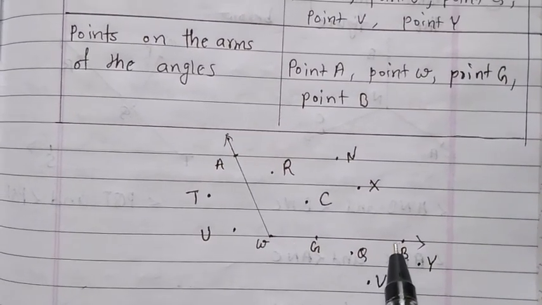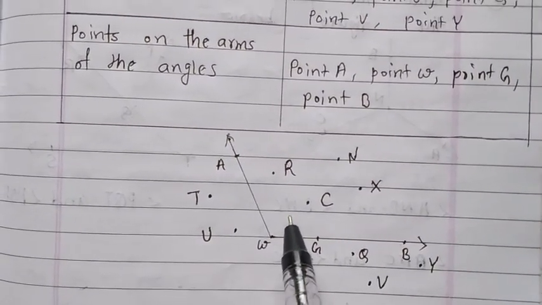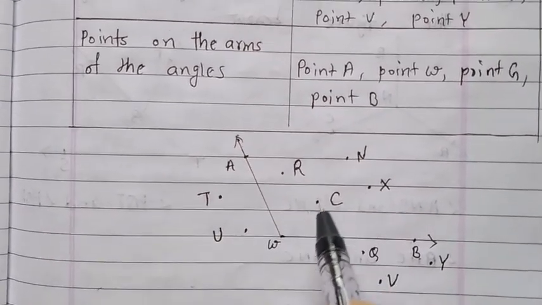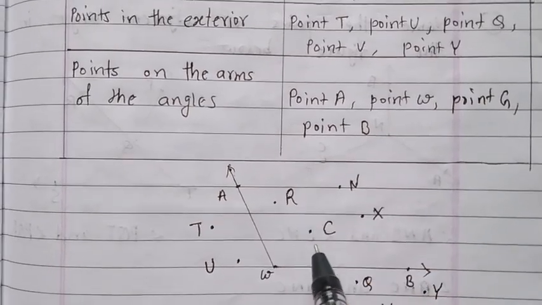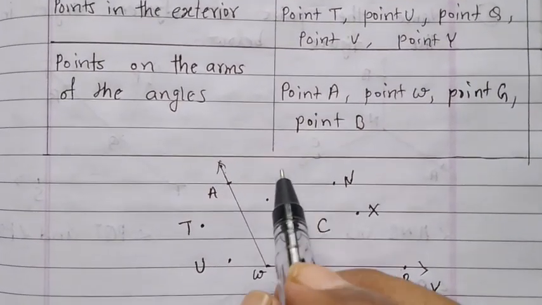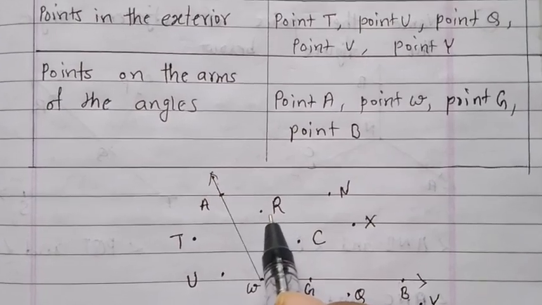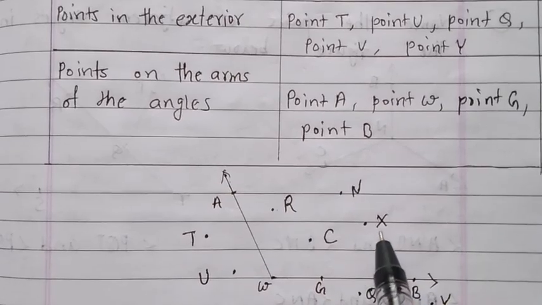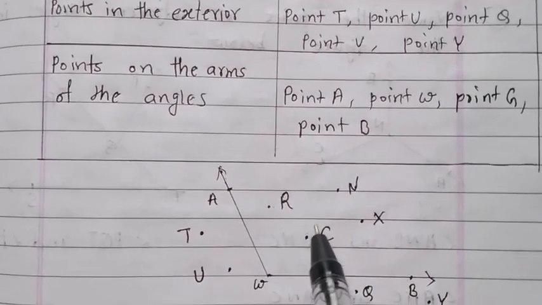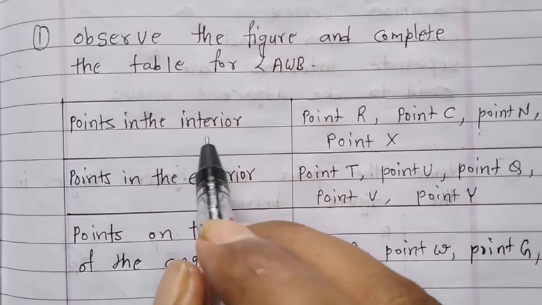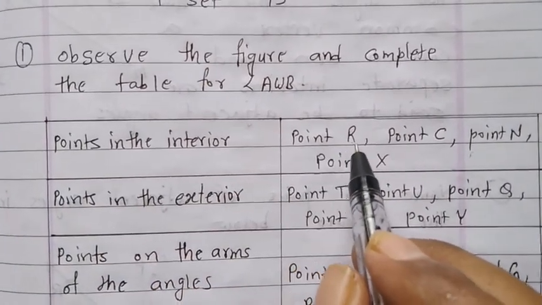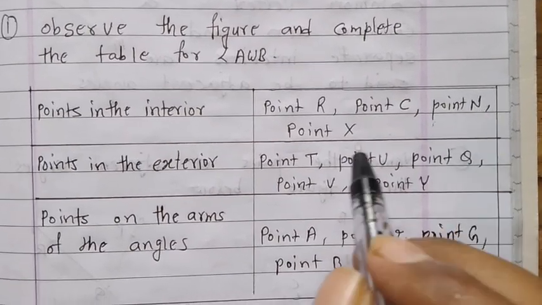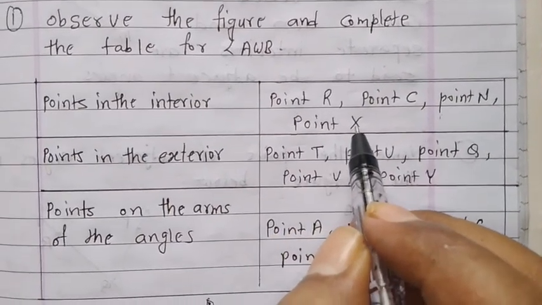Okay, now the first question is: write down the points in the interior. Interior means inside of the angle, and those points are known as interior points. So which ones are the interior points? Points R, N, X, C. So write down points in the interior: point R, point C, point N, and point X.